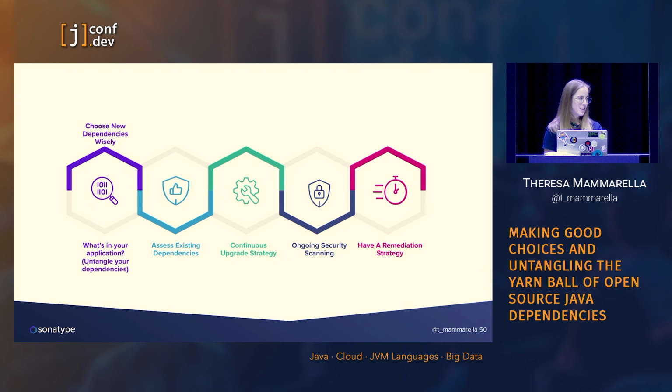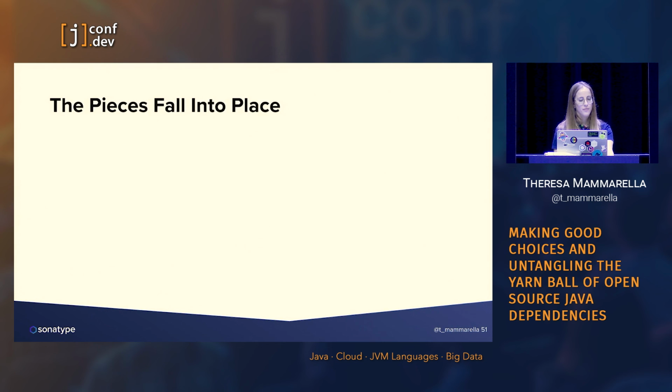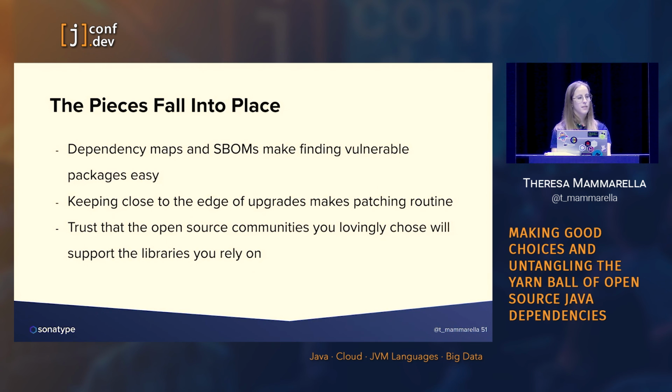All right, final step in this process is have a remediation strategy. And for this, the pieces kind of fall into place if you have the other pieces already done. So having an SBOM, for example, makes finding vulnerable packages really easy when necessary. Keeping close to the edge of upgrading makes patches, when they come about and need to be done quickly, more of a routine. And finally, choosing with deliberation those open source communities to support you will help you feel good about the fact that you can rely on them when necessary.